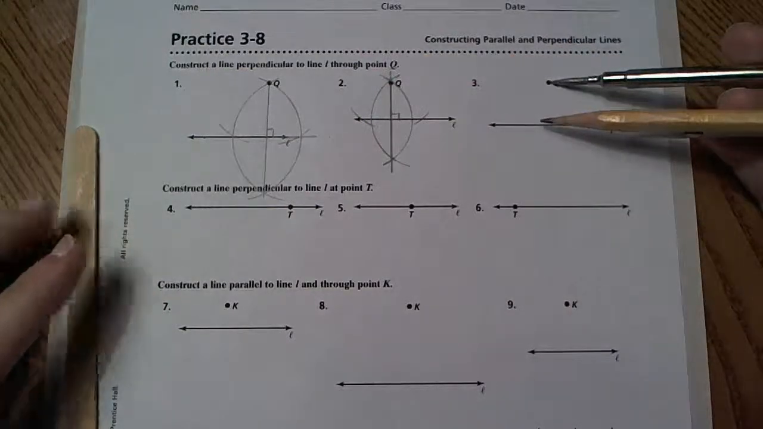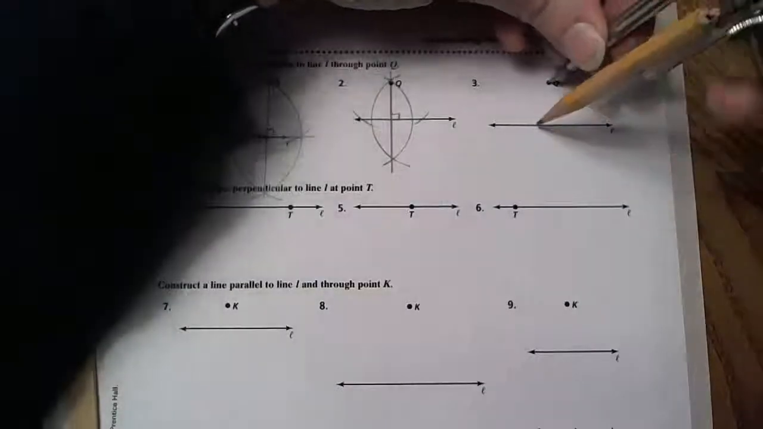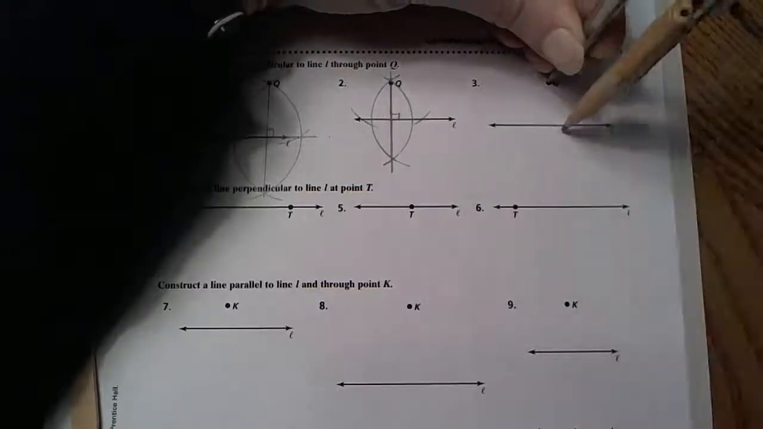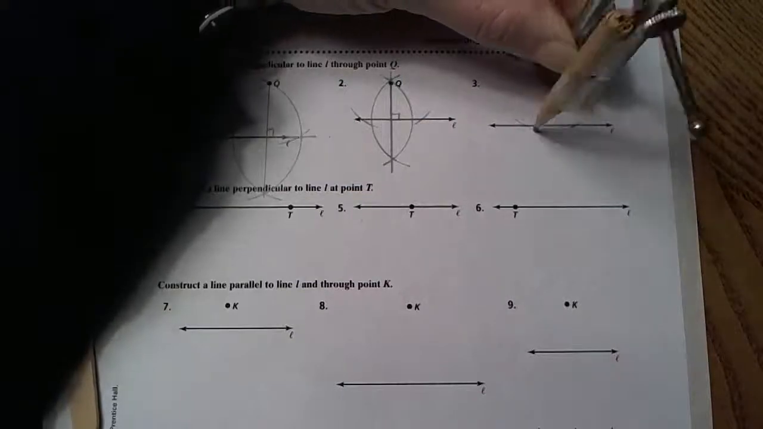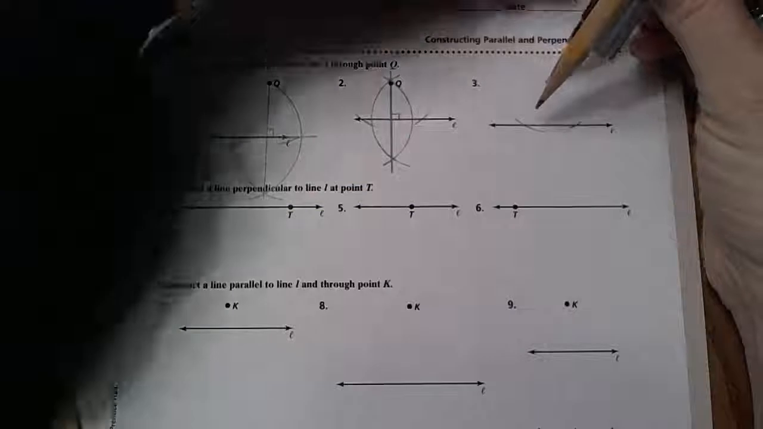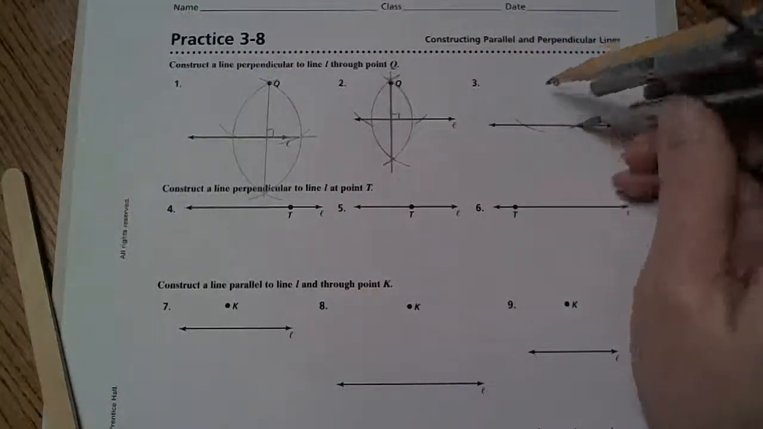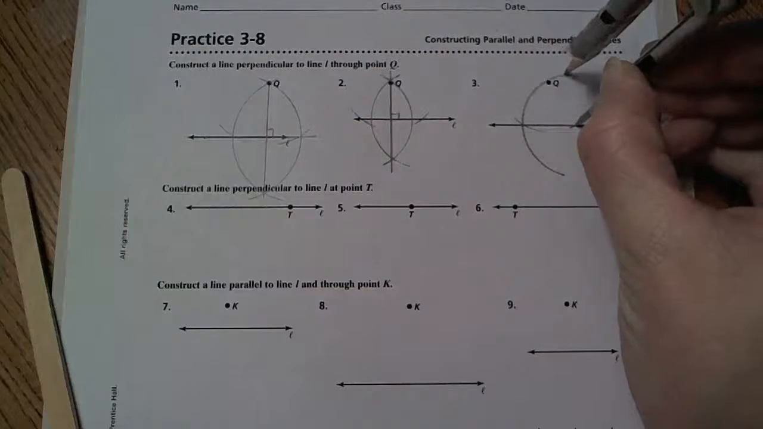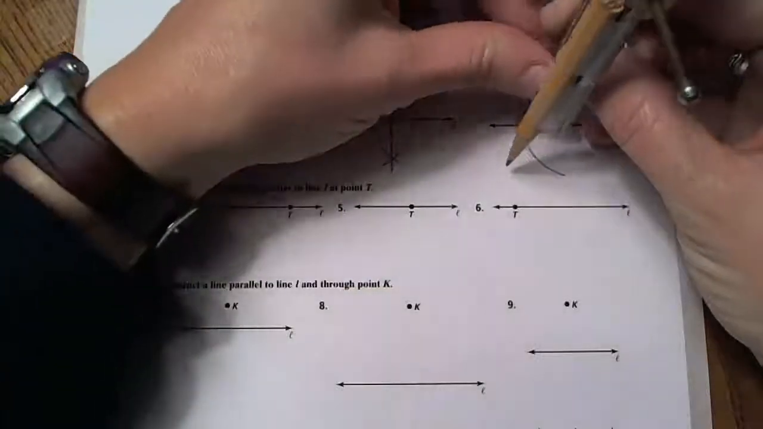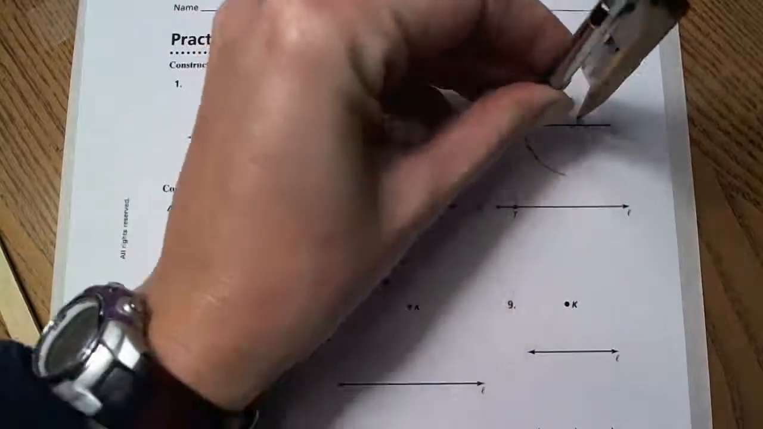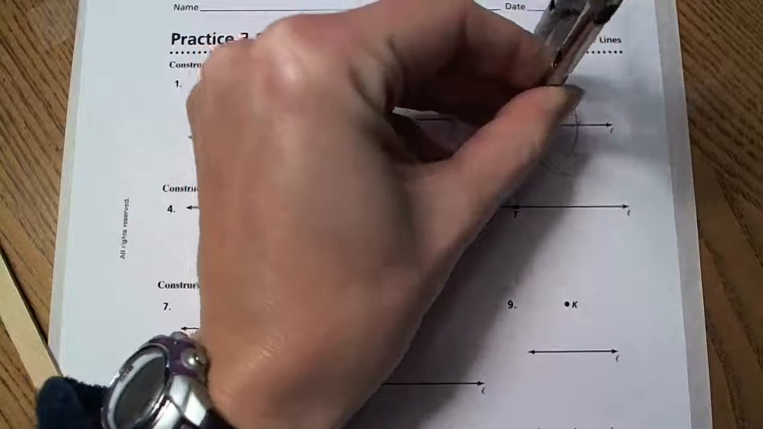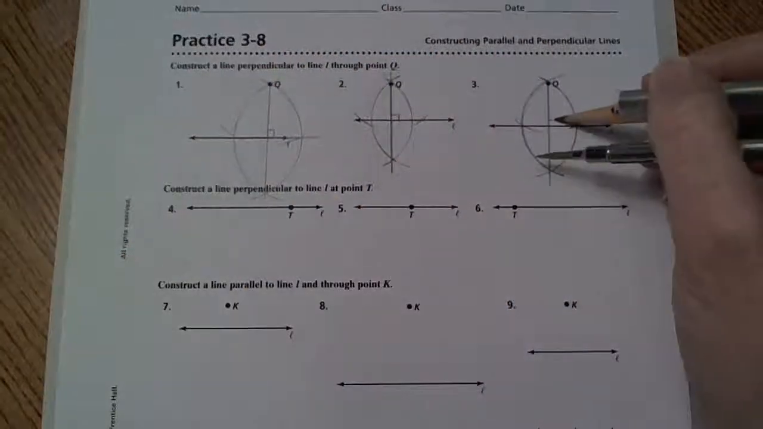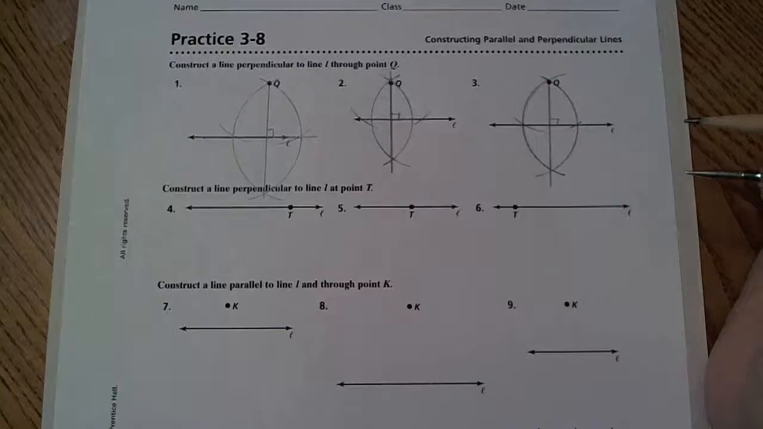Let's continue. Number 3. Q is up here. So I need to mark 2 places that are equidistant from it. And I'm going to open this up just a little bit. There we go. So here's my first location. Here's my next location. Now I'm going to pick up the compass, put it on one of the new intersections, and draw the arc. Move it over here and draw that arc. And connect the intersections. And we've made 3 perpendicular lines in less than 4 minutes.